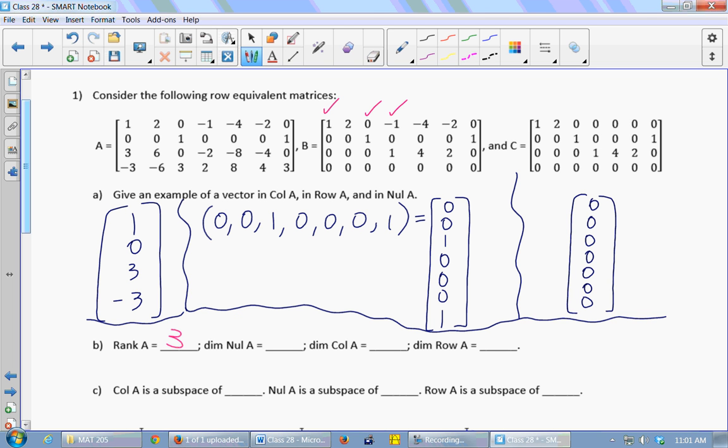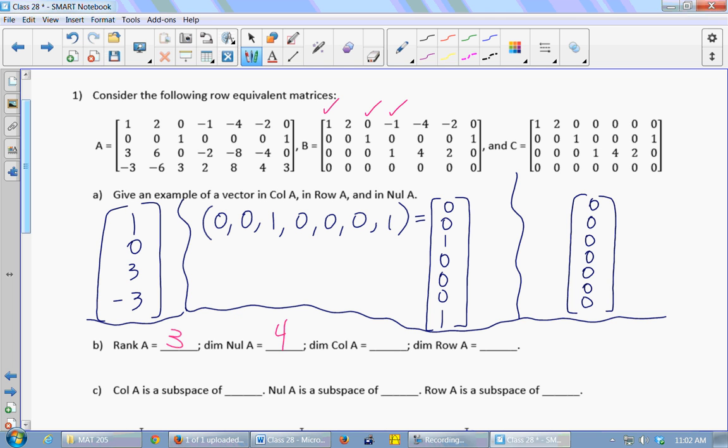What is the dimension of the null space? Well, what do the rank of a matrix and the dimension of the null space of a matrix always have to add up to? n. What is n in this case? 7. So it has to be 4. Yeah. There are 7 total columns here. The rank plus the dimension of the null space has to add up to 7. So the dimension of the null space must be 4.